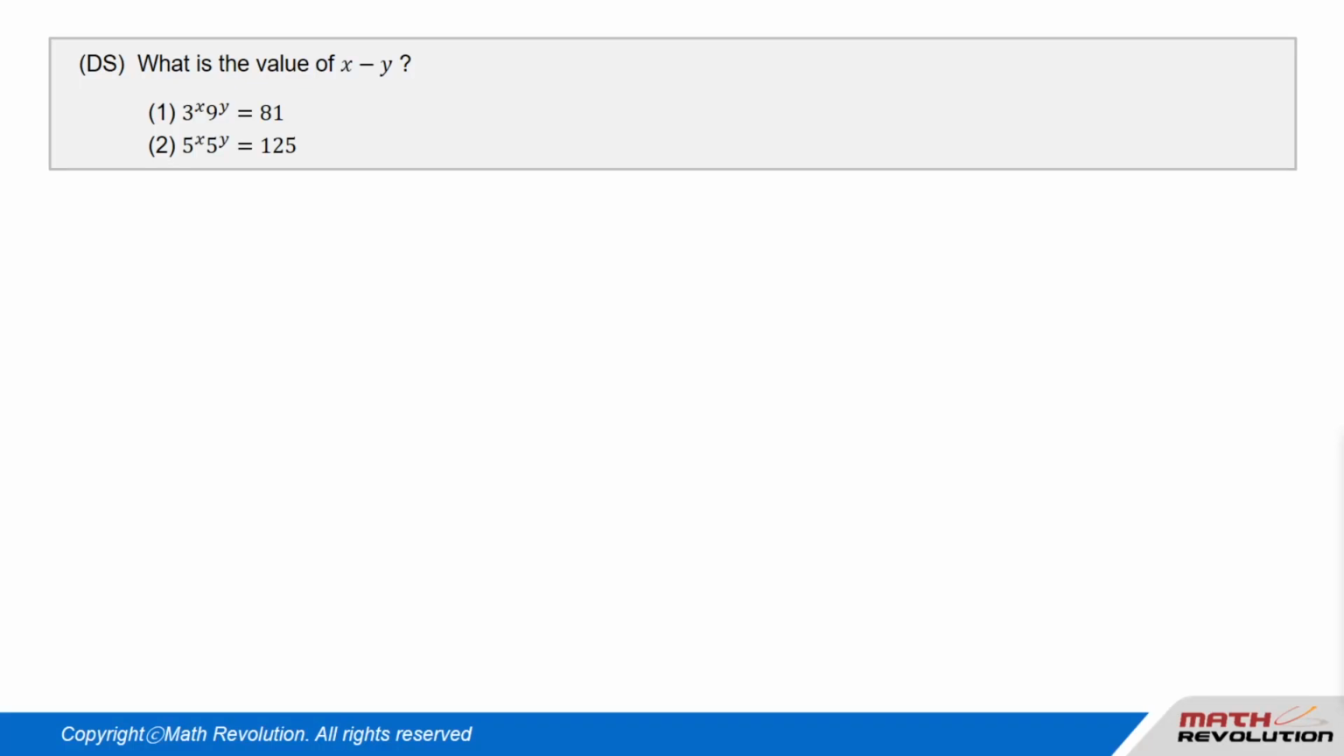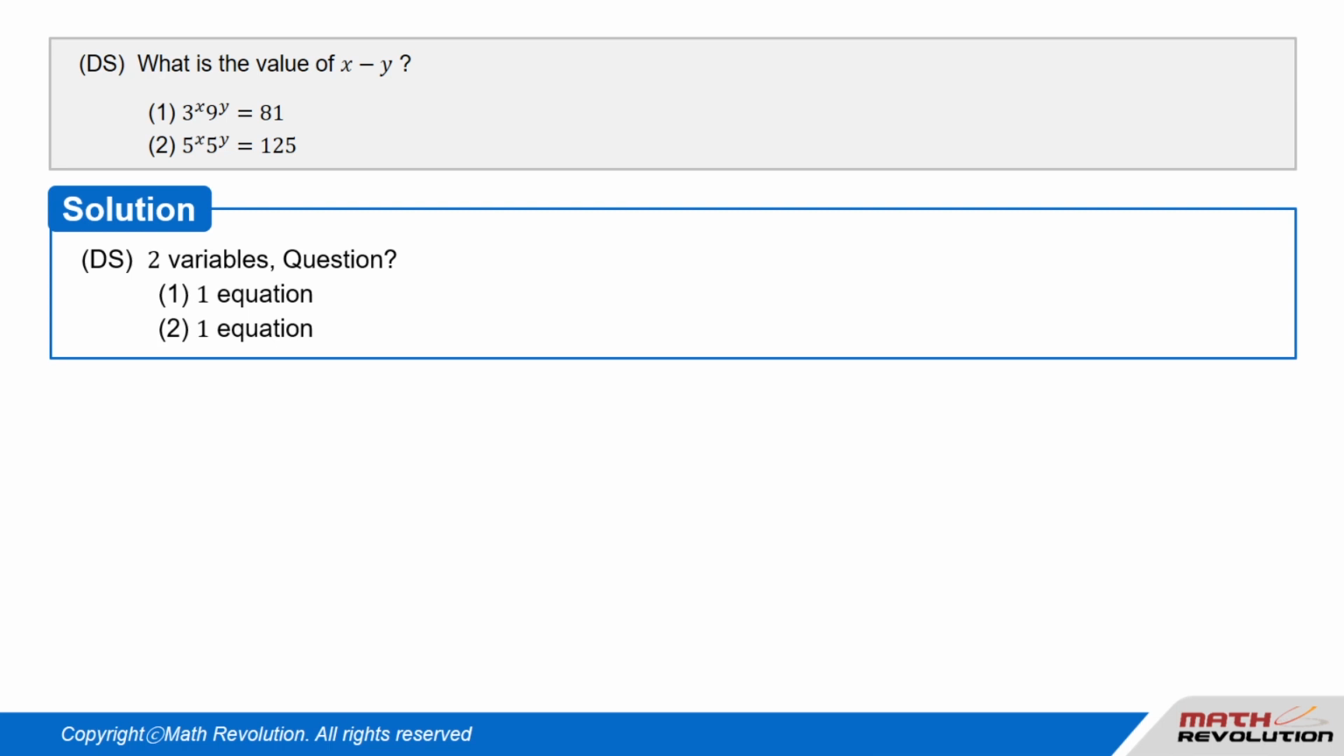Question: DS. What is the value of x minus y? Condition 1: 3 to the power of x, whole times 9 to the power of y, equals 81. Condition 2: 5 to the power of x, whole times 5 to the power of y, equals 125.